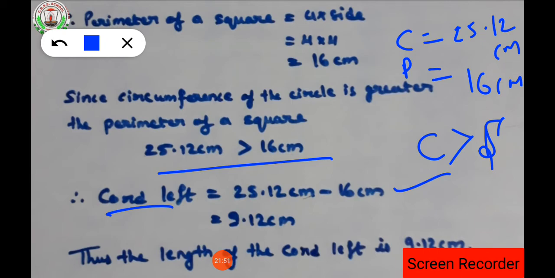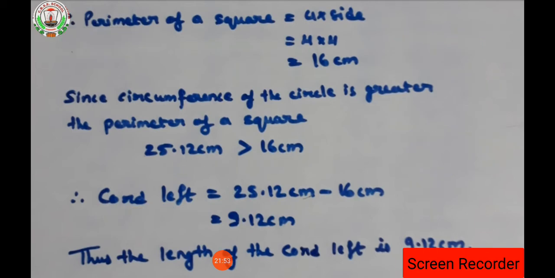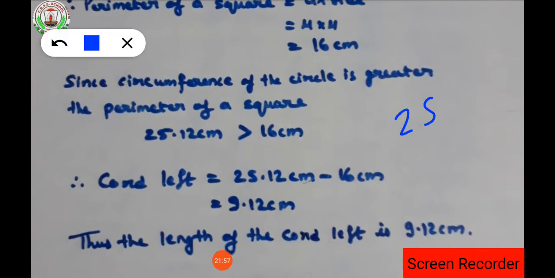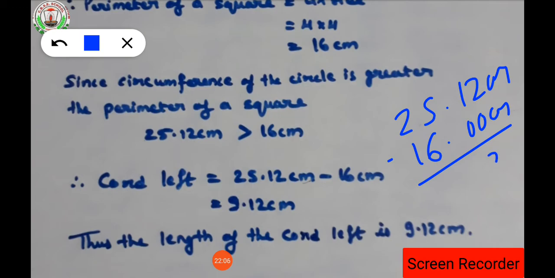Okay. Now, 12. What do we have to subtract over here? The circumference of the circle is given as 25.12 centimeter. That will be subtracted from 16, which is the perimeter of the square. So, subtracting that, we will get the required answer as how much? That is 9.12. 9 point, here it is 1, not 2.